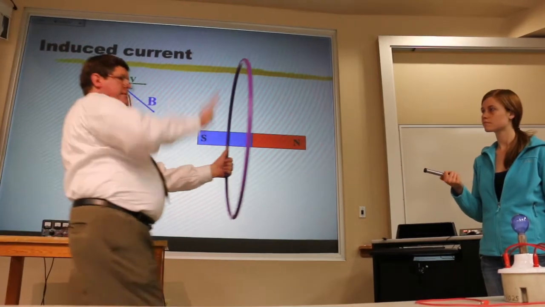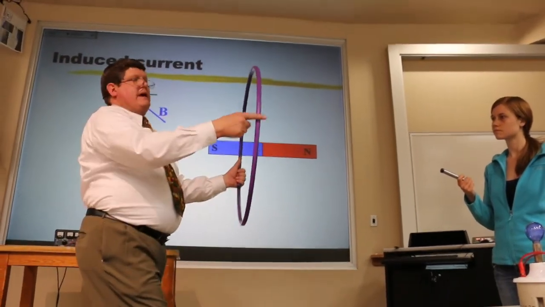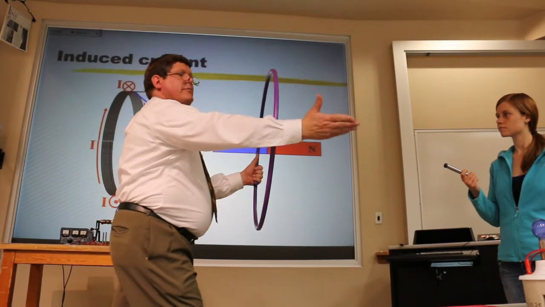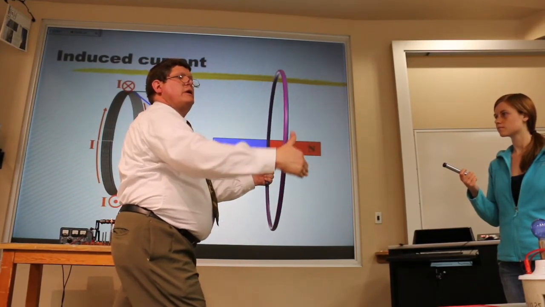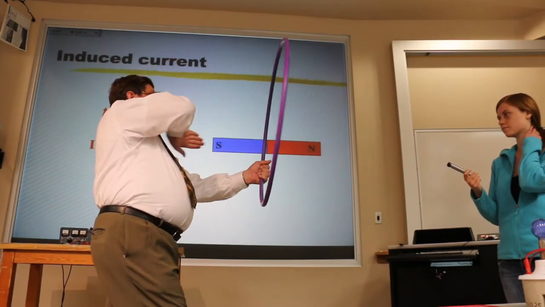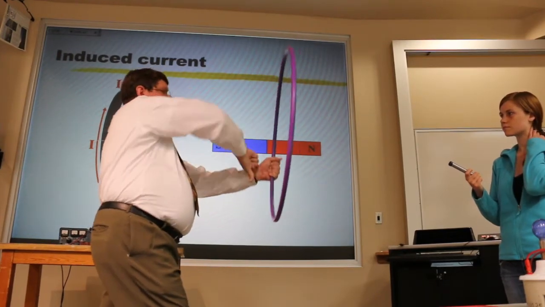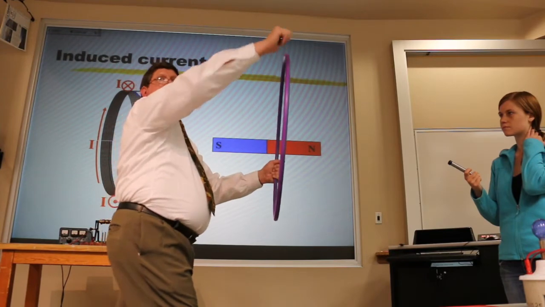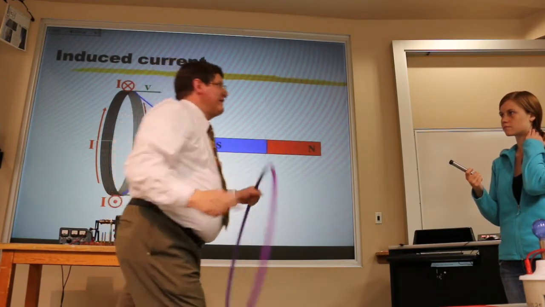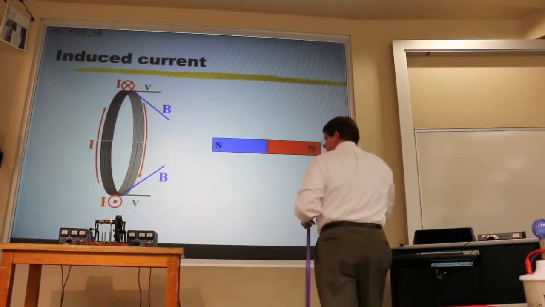Now, I chose the top and the bottom. I could choose any point. If I choose this point here, towards Amanda, towards the south pole, up. If I chose here, towards Amanda, towards the south pole, down. So here it's away from you, here it's down, here it's towards you, here it's up. It goes around. Thank you, Amanda. I appreciate it.